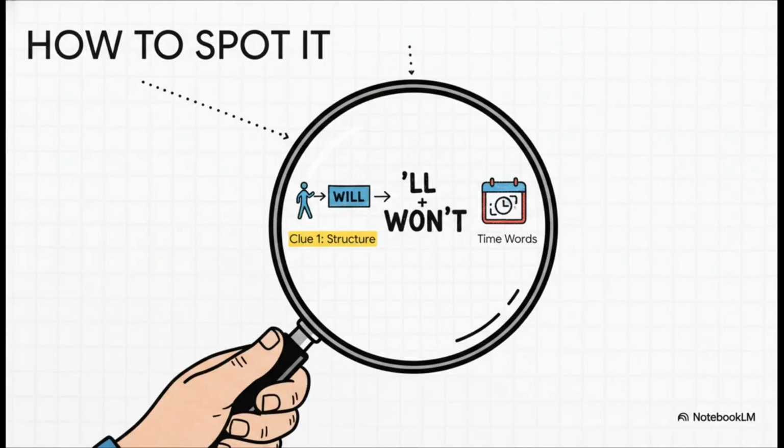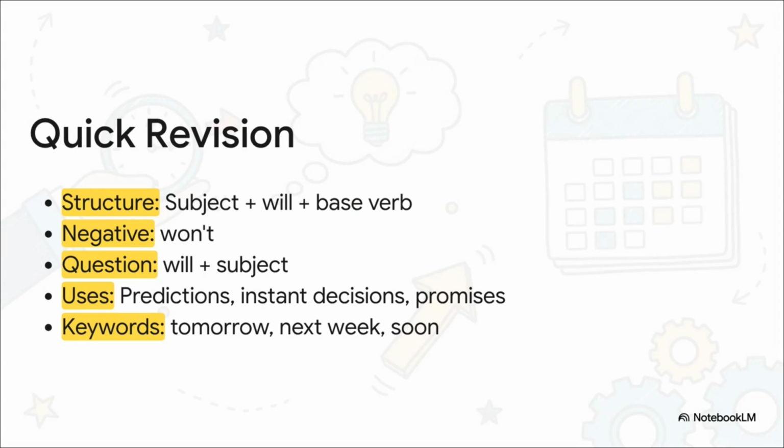So, how can you get good at spotting this tense out in the wild when you're reading a book or listening to a song? Just look for these 3 clues. First, the structure. Will plus a base verb. That's a dead giveaway. Second, listen for the contractions. 'll and won't. They are everywhere. And third, look for those time words. They're your best friends.